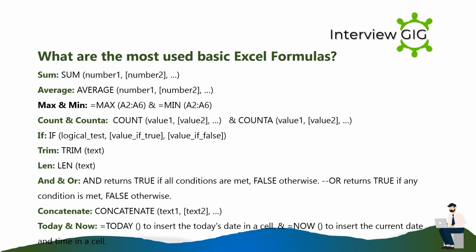TRIM(text). LEN(text). AND returns TRUE if all conditions are met, FALSE otherwise. OR returns TRUE if any condition is met, FALSE otherwise. CONCATENATE(text1, text2). TODAY and NOW: =TODAY() to insert today's date in a cell, and =NOW() to insert the current date and time in a cell.